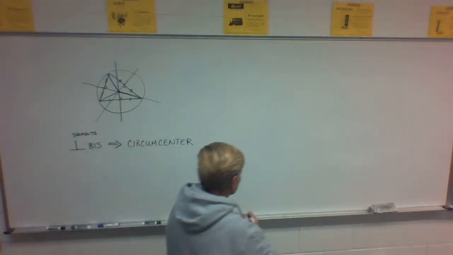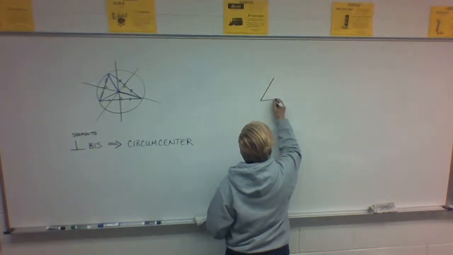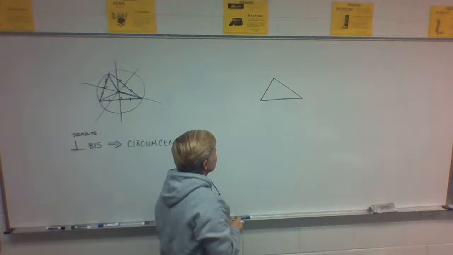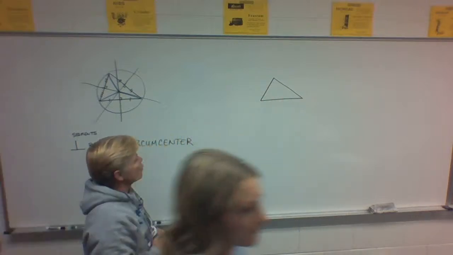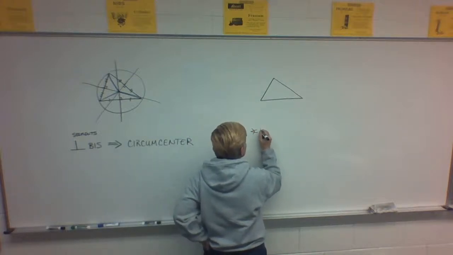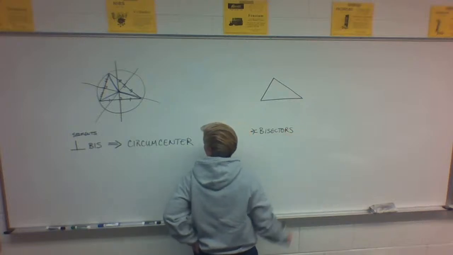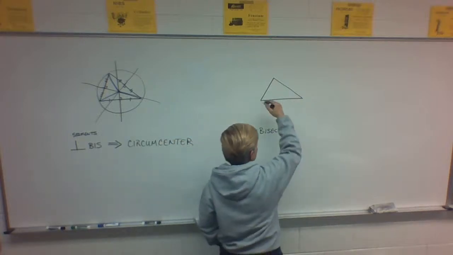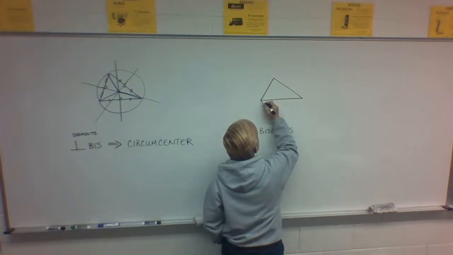Next center is formed by a different set of segments. I'll start with an acute triangle again. That looks like a right triangle. I'm going to pretend this is 89 degrees, okay? What we're going to start with now are the 3 angle bisectors. Angle bisectors mean all 3, and there's 3 angles here. It means we've got segments which come out of each angle and cut that angle right in half.